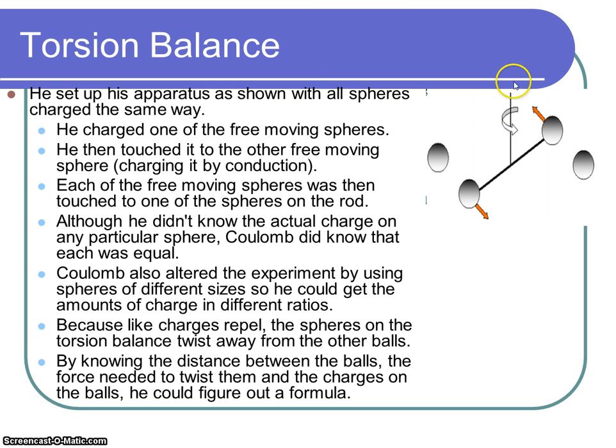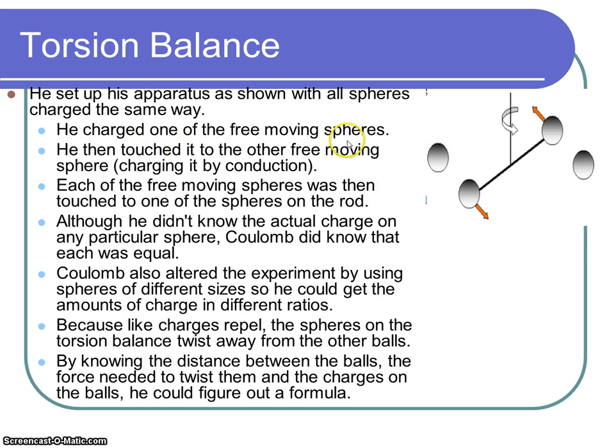He had a hanging rod with 2 charged spheres on both ends, and then he brought a free sphere that could be charged near them, and he observed the interaction that occurred, and he was able to calculate this force based on the movement of this object.